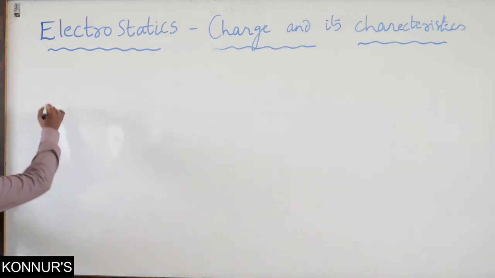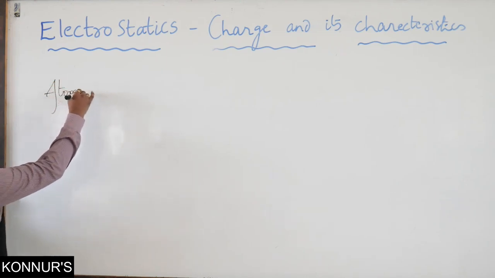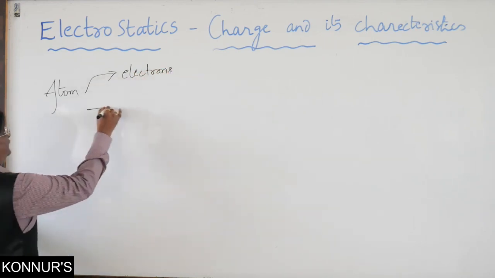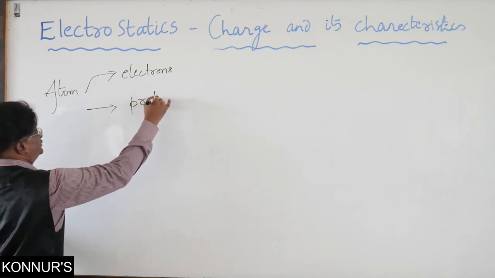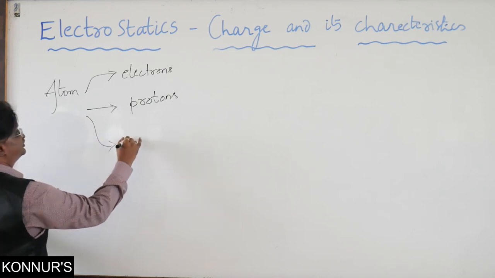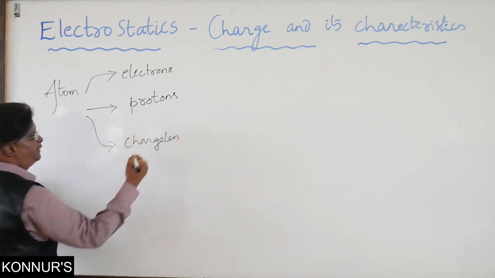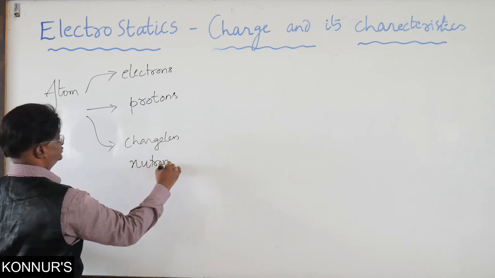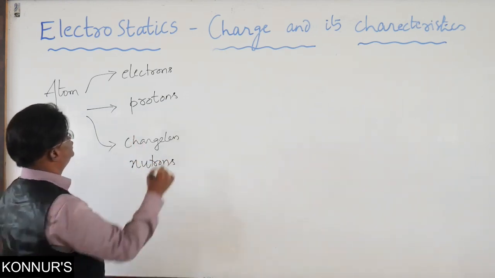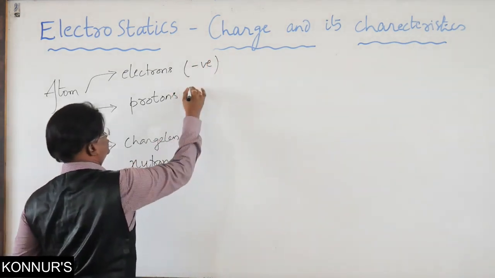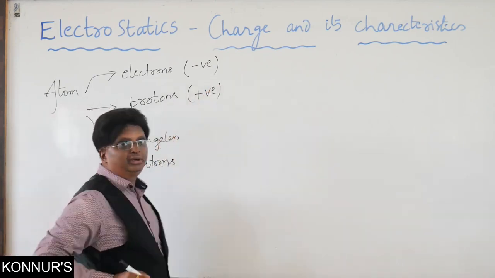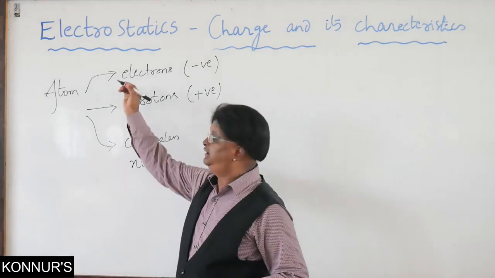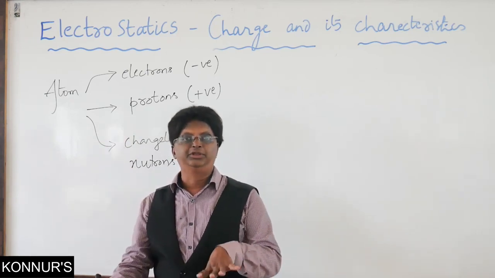Now, atom is made up of negatively charged electrons. Next, positively charged protons. And also chargeless particles, neutral, and hence the name given as the neutrons, chargeless neutrons. So this is what atom is made up of. Electrons with negative charge, protons with positive charge, and the neutrons, the chargeless particles, such that though atom is made up of these charges, atom is electrically neutral.